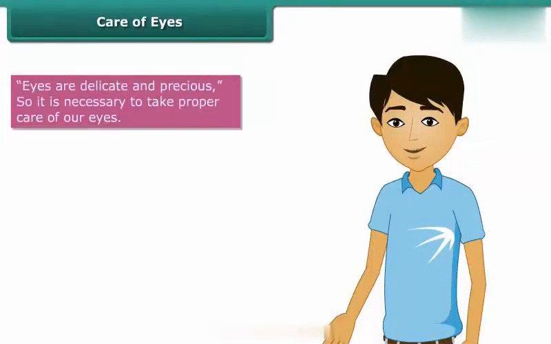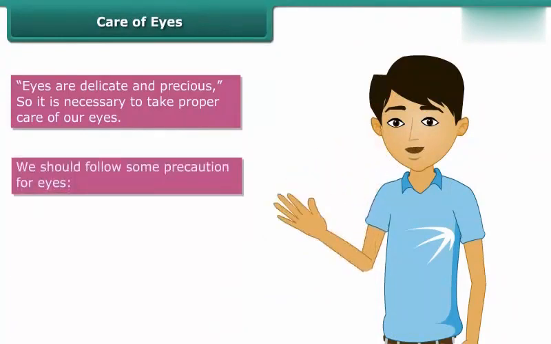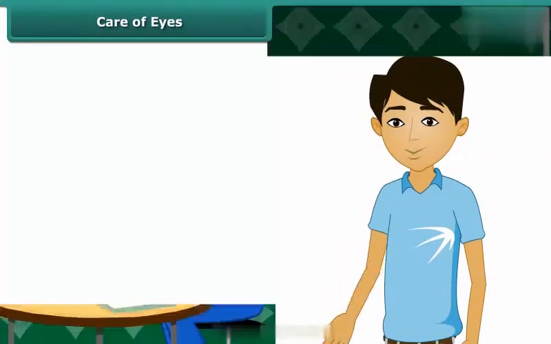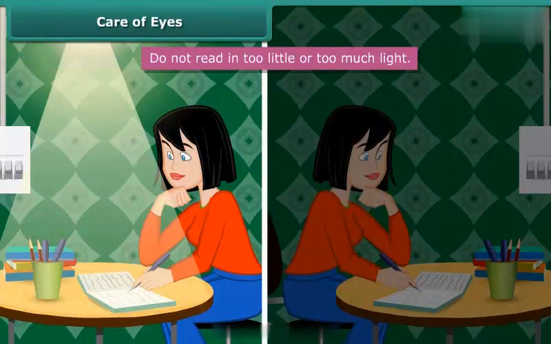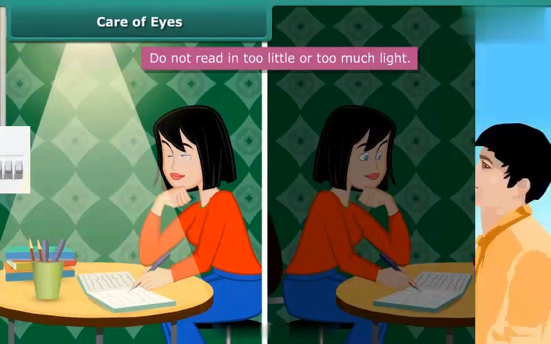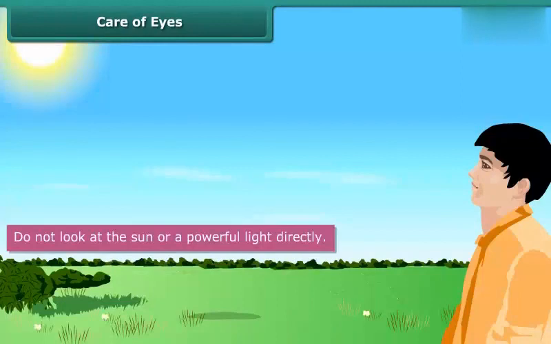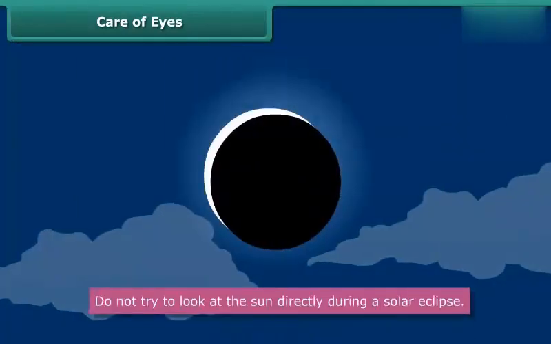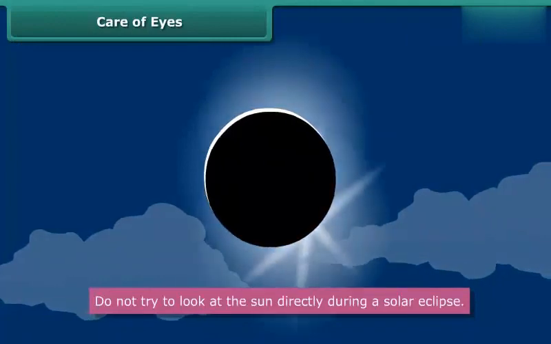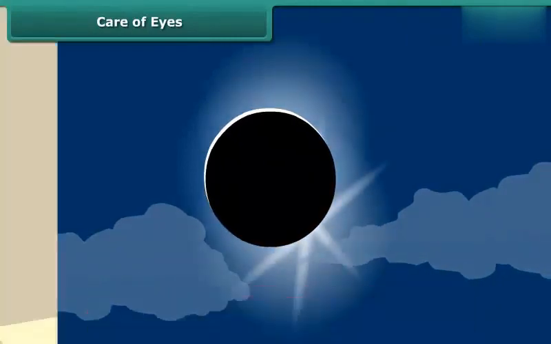Eyes are delicate and precious, so it is necessary to take proper care of our eyes. We should follow some precautions for eyes. Do not read in too little or too much light. Do not look at the sun or a powerful light directly. Do not try to look at the sun directly during a solar eclipse.